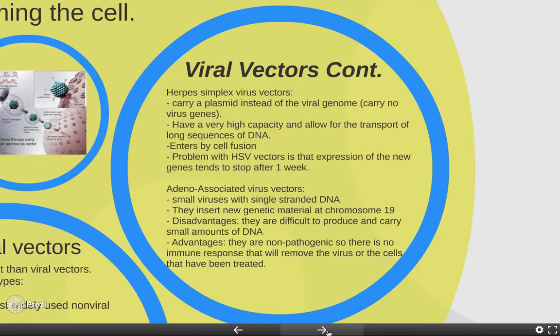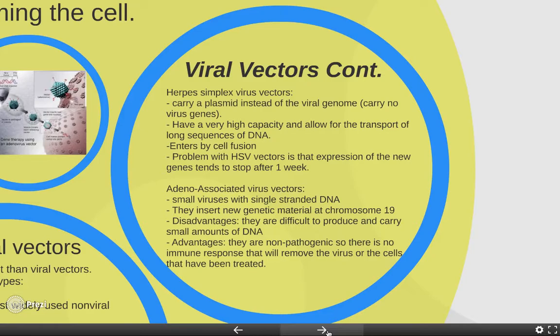Herpes simplex virus vectors are also viral vectors. These carry plasmid instead of viral genome, so no virus genes are being transported. They have a high capacity and allow for transport of long DNA sequences, and they enter by cell fusion. The problem with these is that expression of the new genes tends to stop after 1 week.